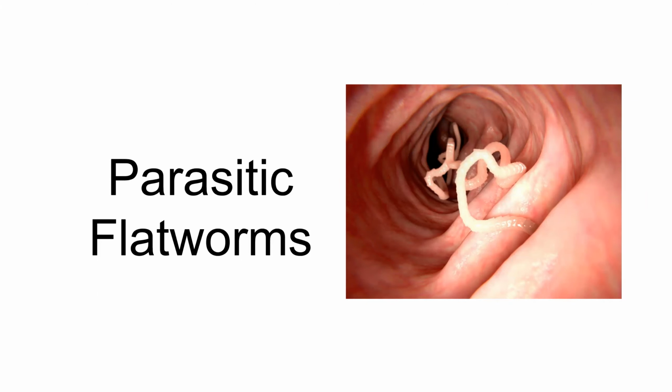Last time we covered parasitic roundworms, the nematodes, and today we want to talk about parasitic flatworms. When people think of flatworms, they often think of tapeworms, and this is what this artist rendition is showing here. It's an intestinal wall, and you can see the tapeworm that's there living in the intestine. It's got these segments called proglottids, which we're going to talk about.